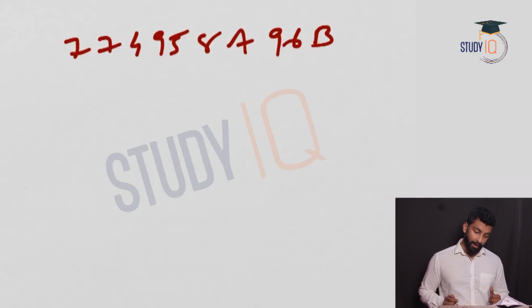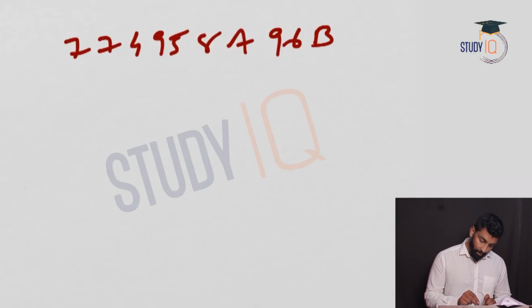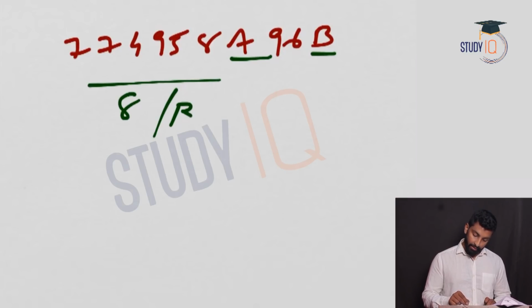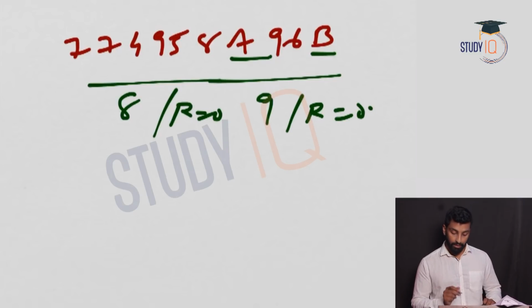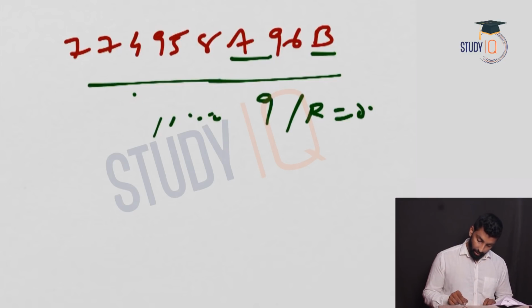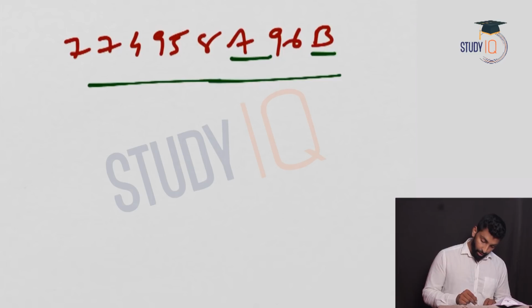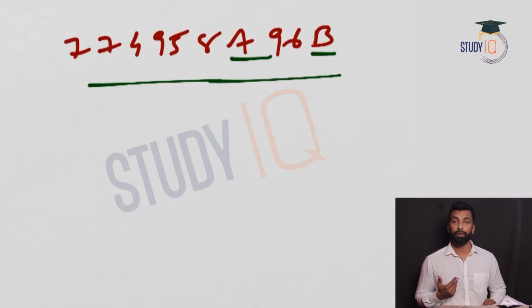Now what is given? This number 774958A96B is divisible by 8 and 9, and you need to find the values of A and B. If you divide this number by 8, you get remainder 0. If you divide it by 9, you also get remainder 0. So this is based on the divisibility of 8 and 9. You know the divisibility rules of 8 and 9, and based on that you can find the answer.